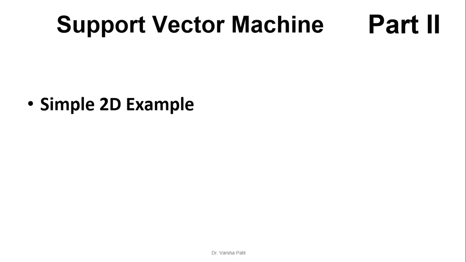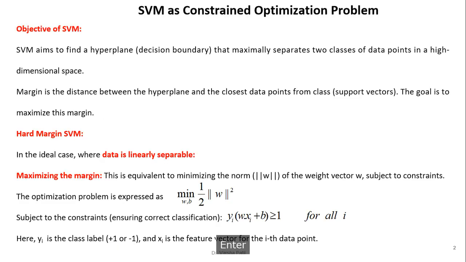The topic of this video is support vector machine. This is the second video on this topic, and in this video I am going to explain SVM for a simple two-dimensional example. SVM is mapped as a constrained optimization problem. The objective of SVM is to find a hyperplane, that is nothing but a decision boundary, that maximally separates two classes of data points in high dimensional space.